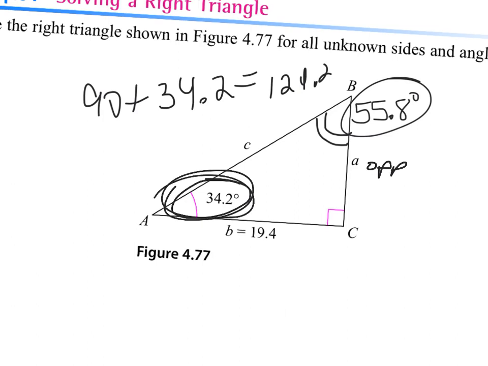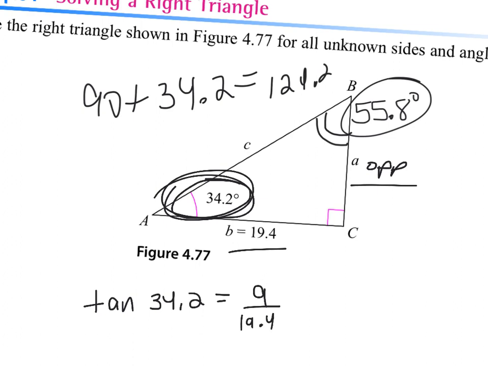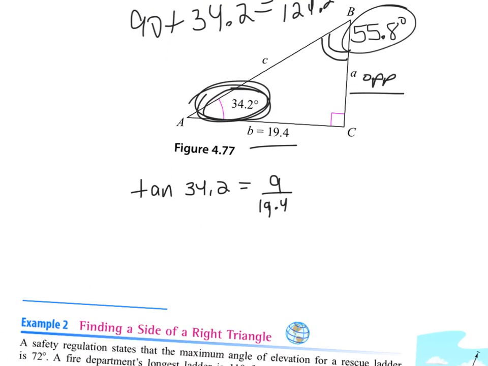You could do it from 55.8. You just got to put a different, it doesn't matter. I'm not telling you what you have to do. So if I use this and this, what trig function am I going to use? Tangent. So I'd say tangent 34.2 equals what over what? A over 19.4. Now, guys, I have my angle measures in degrees. So what should my calculator be in? Degrees. Make sure you pay attention to that.